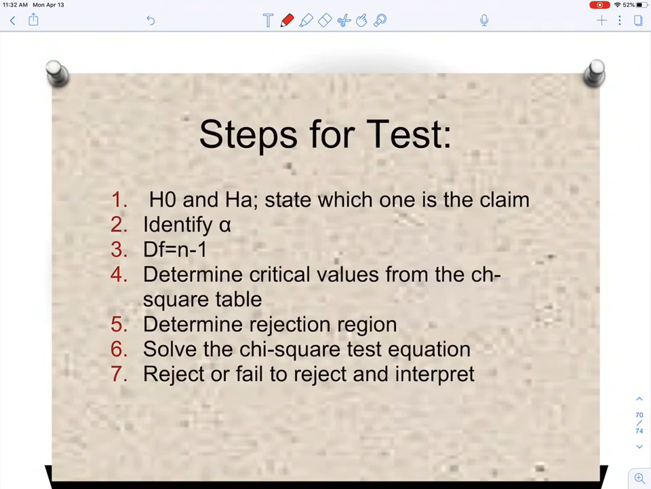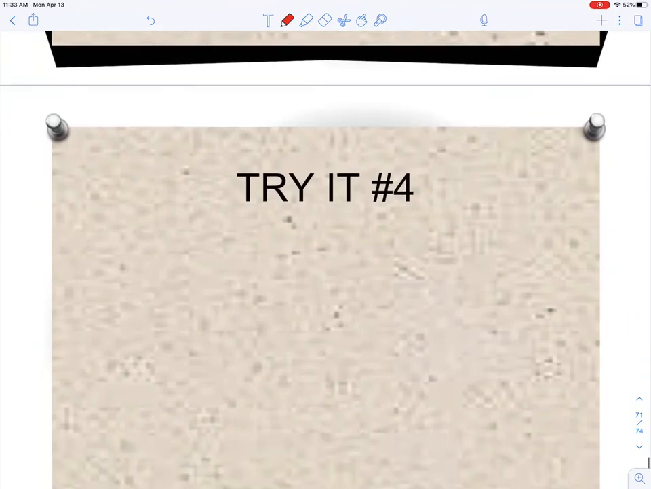So if we go through the steps, start out by stating h sub o and h sub a, identify your level of significance, your degree of freedom, find your critical values from the chi chart, determine the rejection region, which again, that's where it's shaded in, solve the chi-square test equation, and then reject or fail to reject.